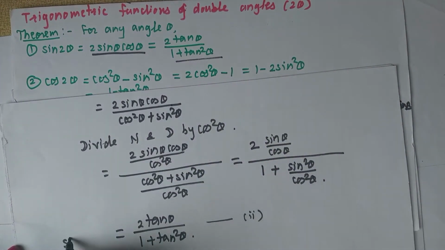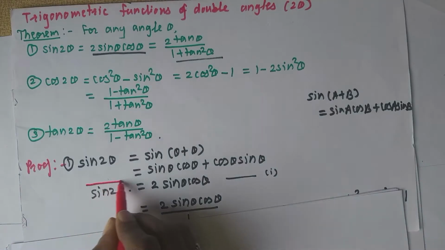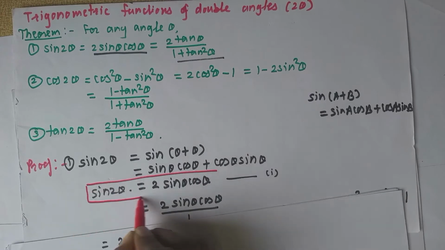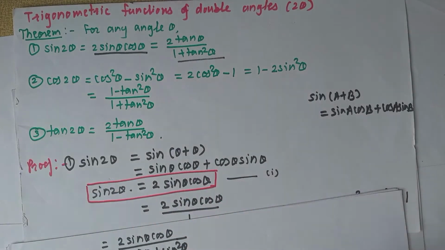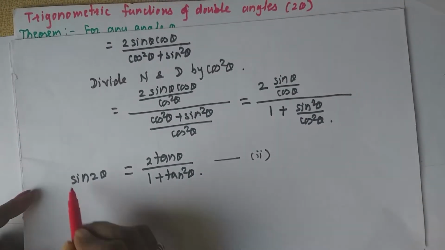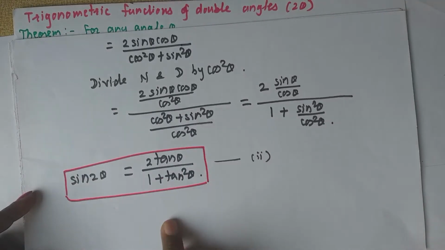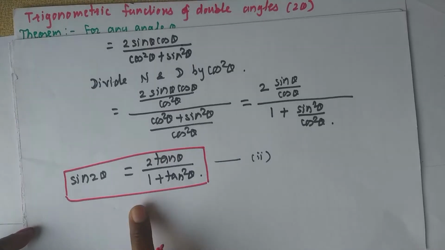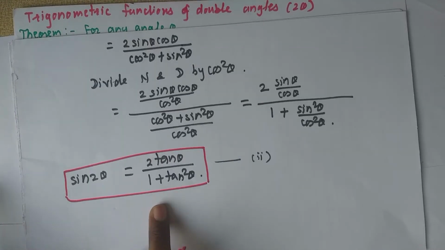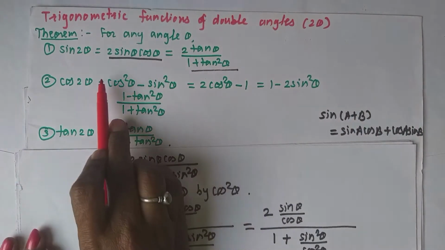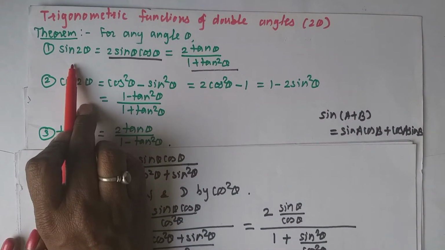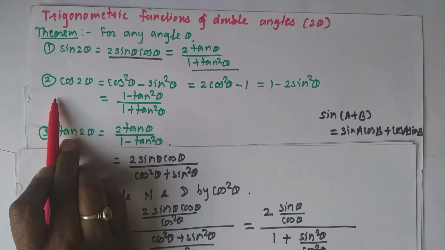In this way we have got two formulae for sine 2 theta. One of the formulae is sine 2 theta is equal to 2 times sine theta cos theta, and the second formula is this: sine 2 theta means 2 times tan theta divided by 1 plus tan square theta. This is the formula of sine 2 theta in terms of tan theta. In this way we have proved our first result. Now we will prove the second.